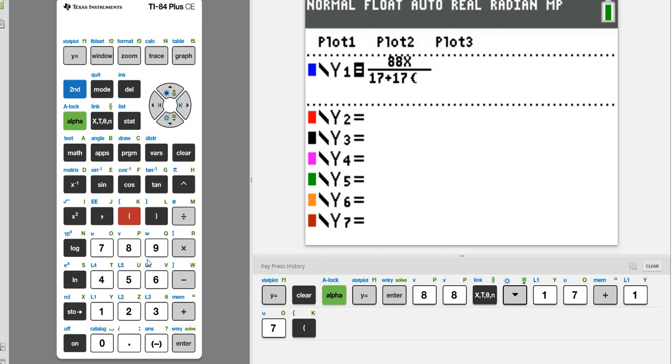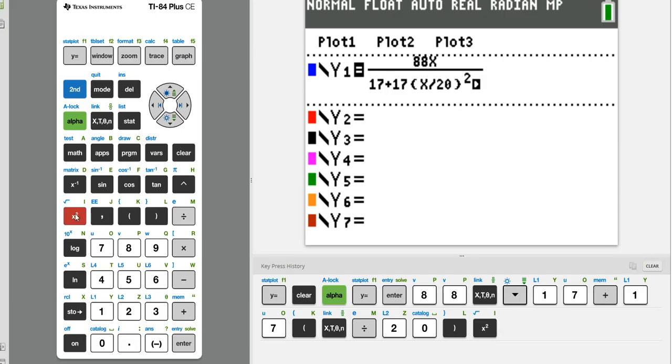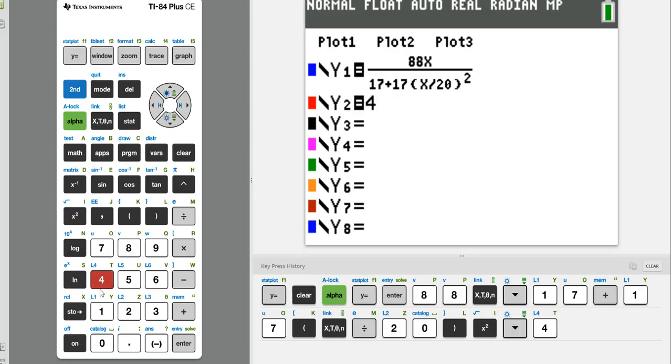Now to do that last part, I'm just going to put in a left parenthesis, x divided by 20, close parenthesis, and then hit the squared key. Great. So that's the first part. Is everyone able to get that part in okay? All right, thank you. Let's move down. And then the second part is a 40, because I want to see where these graphs intersect each other.